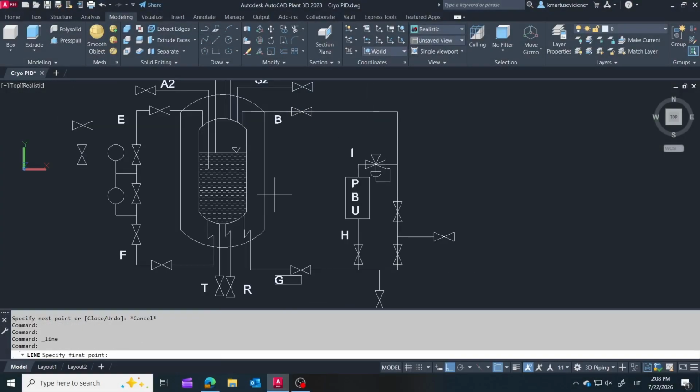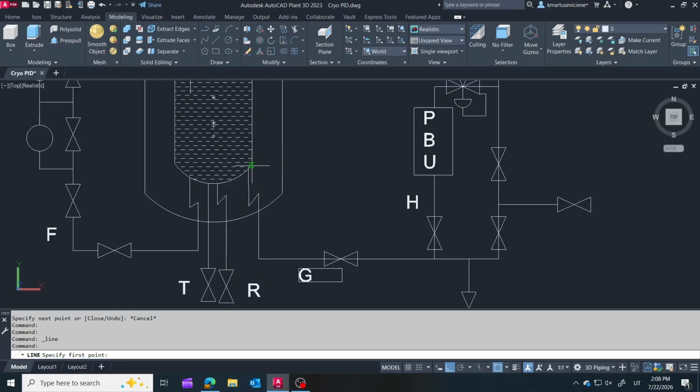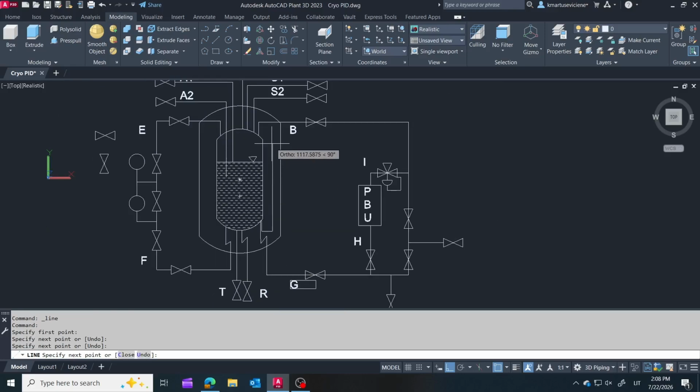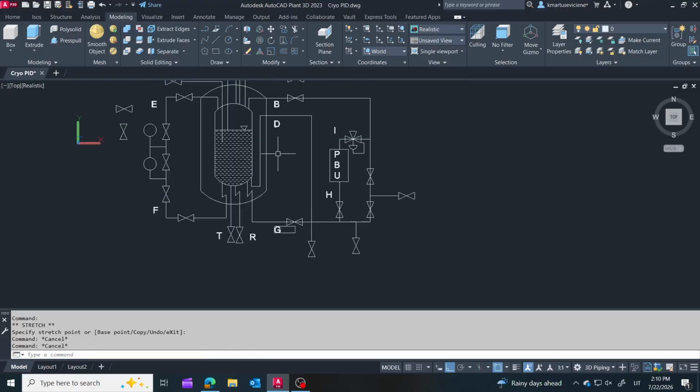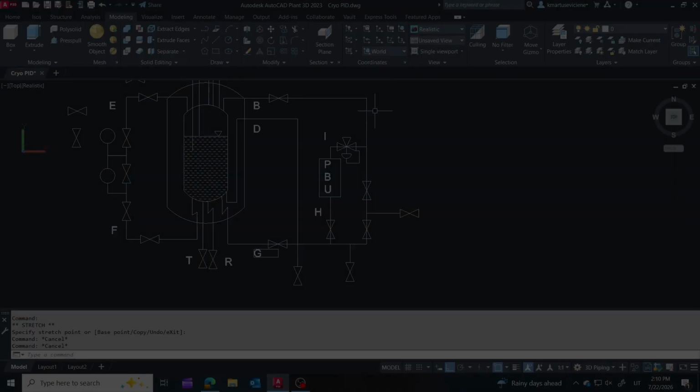Next, I'm adding the product vaporizer feed line. This connection supplies liquid nitrogen from the storage tank to the external vaporizer. Inside the vaporizer, ambient heat converts the liquid into gaseous nitrogen before it is delivered to the process. Whenever the application requires nitrogen gas instead of liquid, this is the line that feeds the vaporizer.